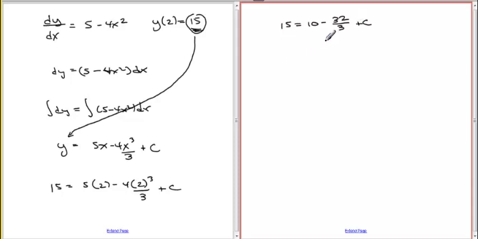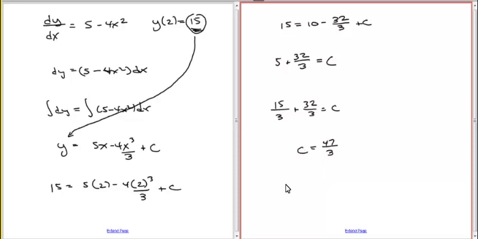And then I'm going to solve for c, so I'm going to subtract 10, and I'm going to add 32 thirds. So subtract 10, I'll get 5, and then I'm going to add back in 32 thirds, and that's going to equal c. And I have to find a common denominator, which is 3, so 5 will become 15 thirds. I'll add that to 32 thirds. So c is equal to 47 thirds.